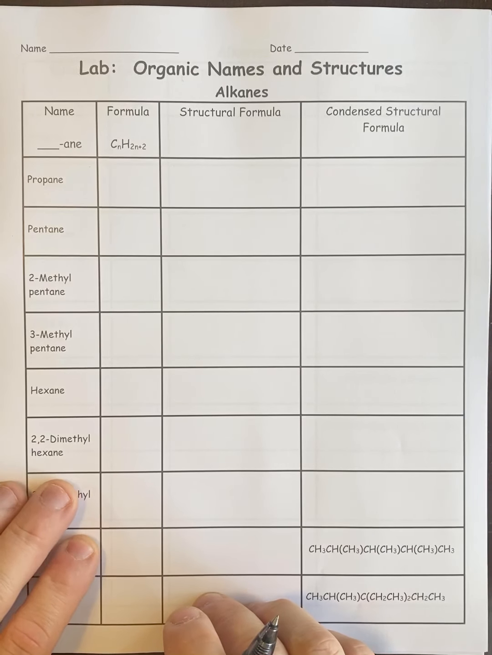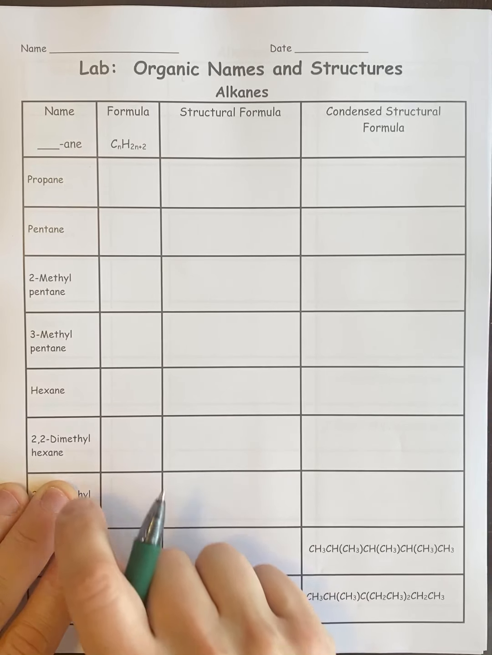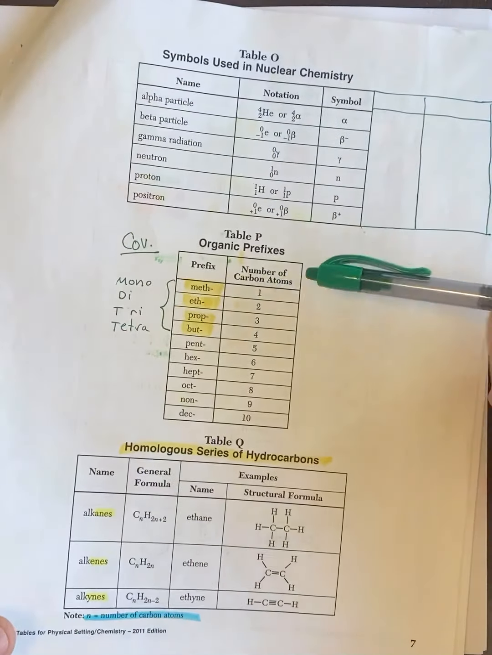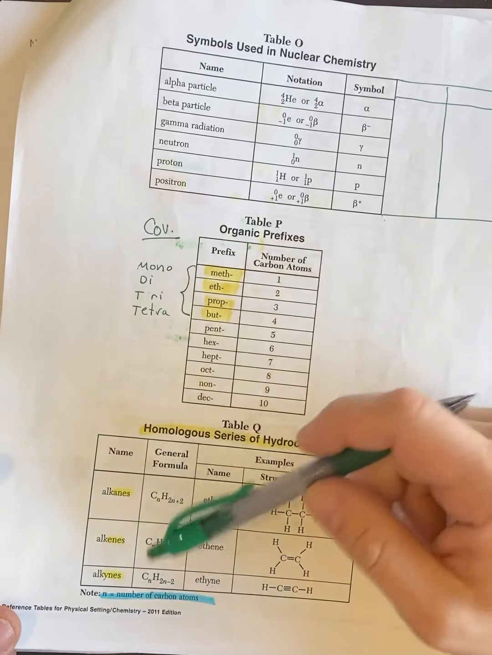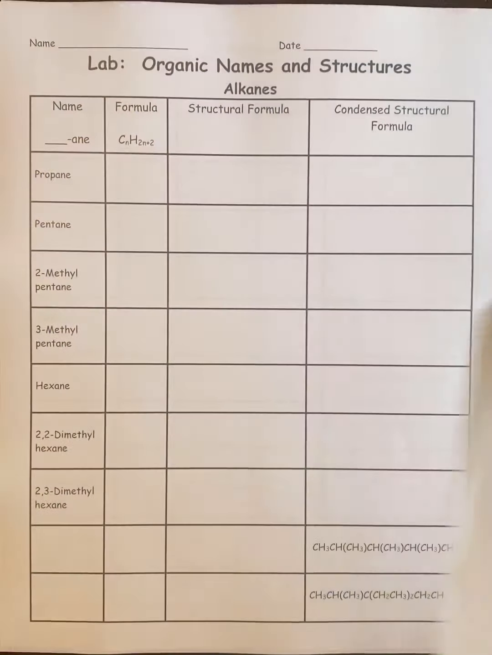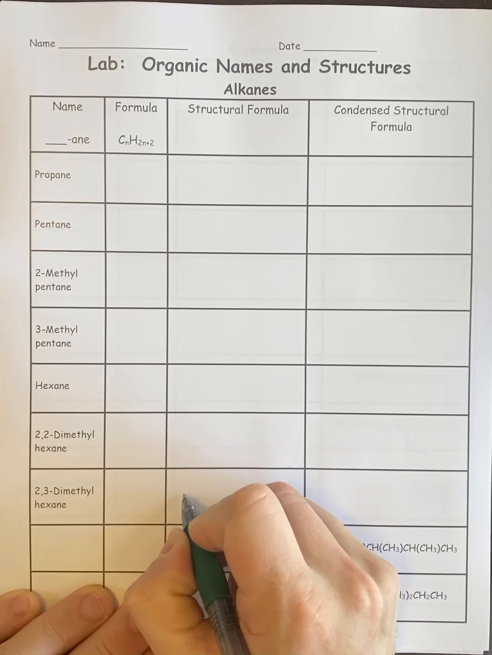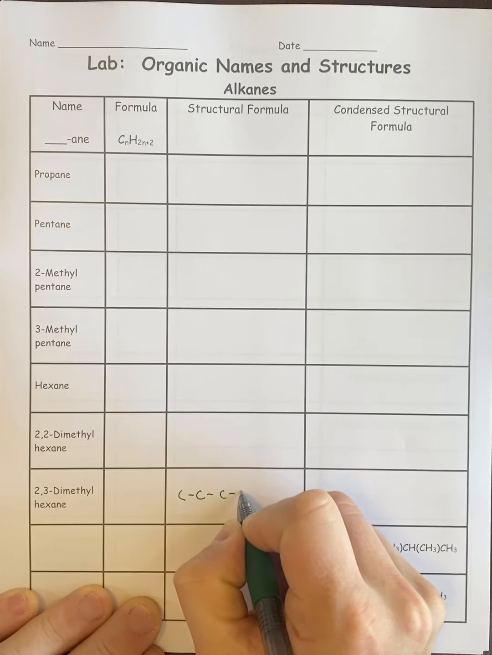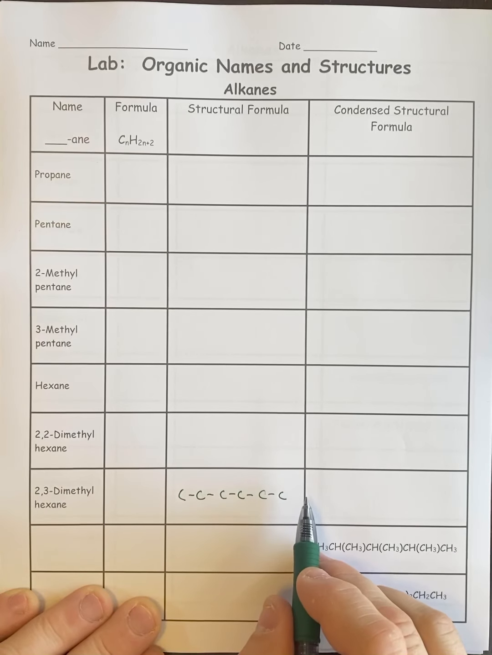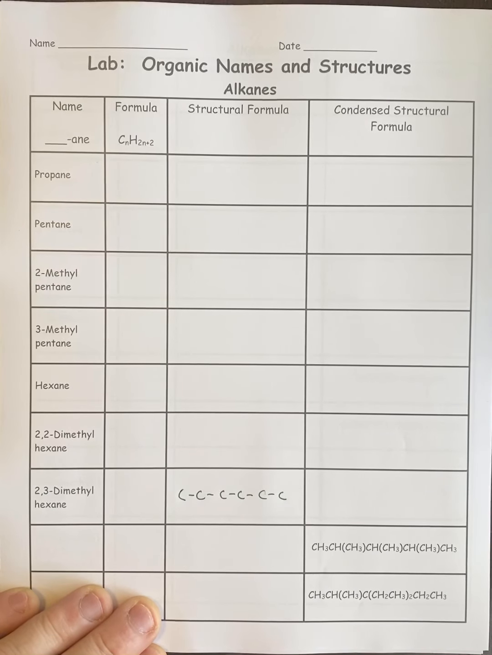So what you're going to do is always work backwards. So a hexane, now in order to do this, you're going to want to have table P and Q out. P is just the prefixes, tells you how many there are, and Q gives you a little bit of information about alkanes, alkenes, alkynes. And so hex means 6, and so I'm going to put 6 in a row, all with single bonds. Always start with single bonds, even if it said hexene or hexyne. I'm just going to start with singles to make it easier.